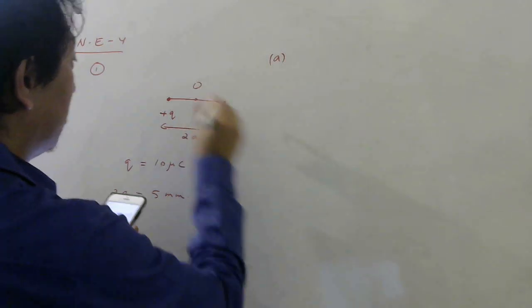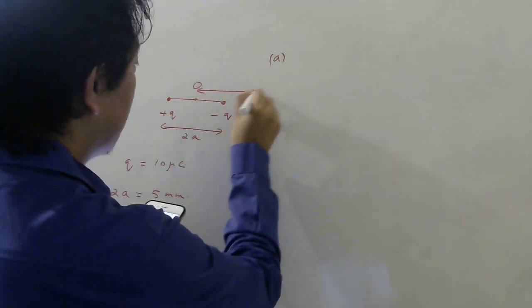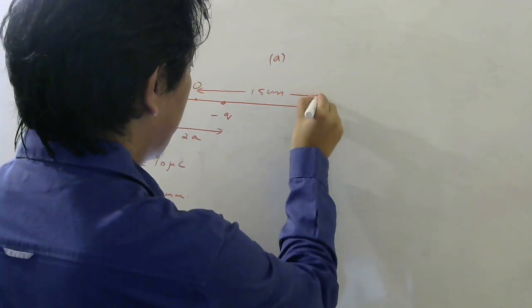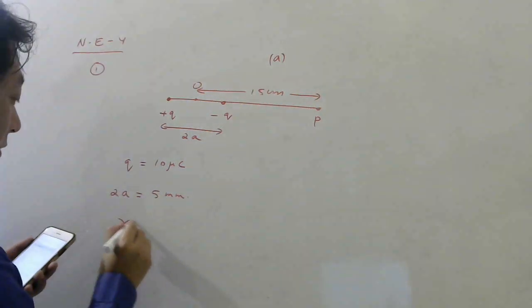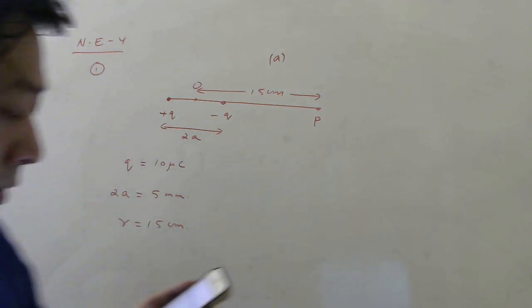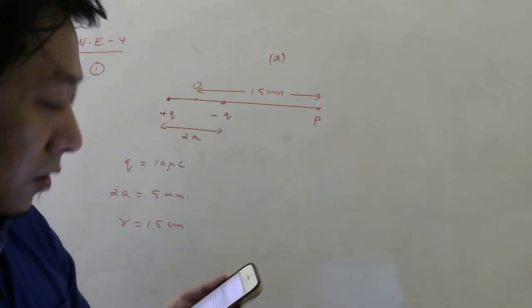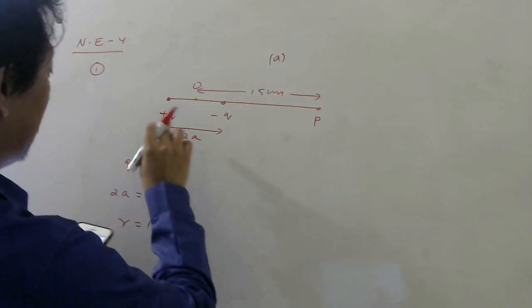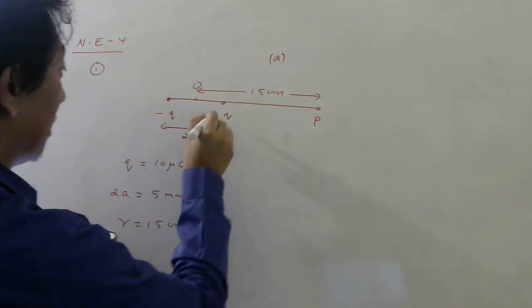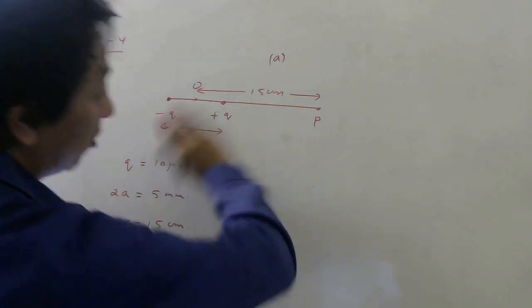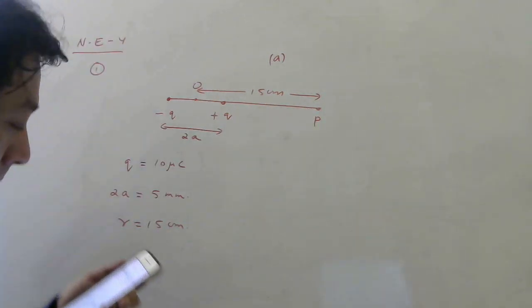So this is the center O, 15 centimeter. Let us say this is your observation point, so your r is 15 centimeter. And they told it is on the side of the positive charge. Then I'll make this minus q, I'll make this plus q. It's better, no? So they said this point should be on the side of the positive charge.